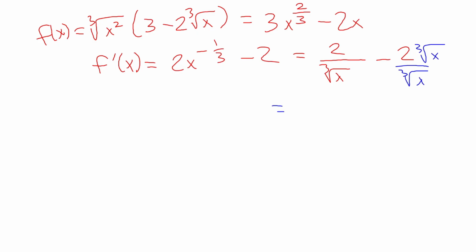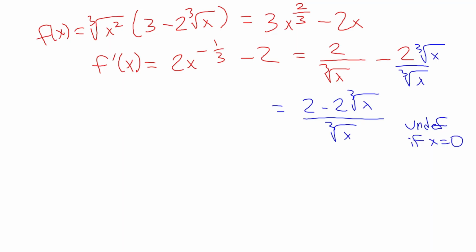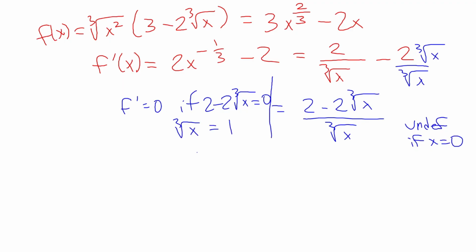So we'll rewrite our derivative as 2 minus 2 cube roots of x over the cube root of x. Well, that's undefined if x equals 0. So there's one critical value. And it equals 0 if the numerator equals 0, which would be when the cube root of x is equal to 1, or when x is 1. So we have two critical values. We have 0 and we have 1.